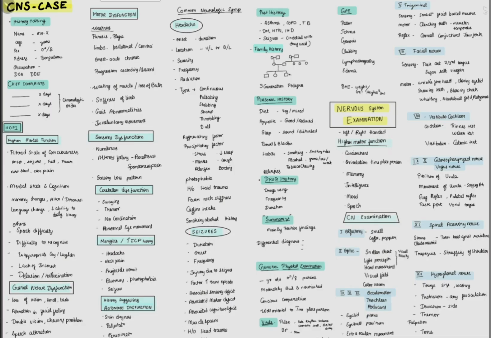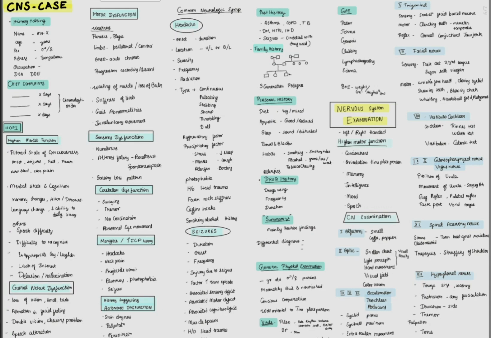Central nervous system case. A long, difficult, very hard case to crack in the exam. No, that's not how it actually is. If you apply a bit of knowledge and do a bit of smart work, we can compile the entire CNS case into just two sheets.